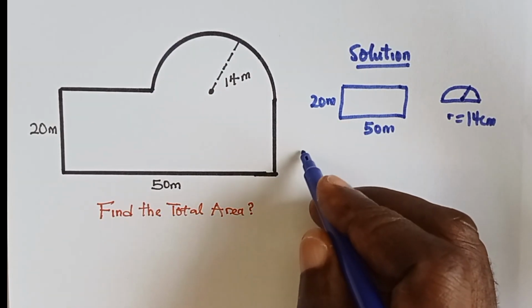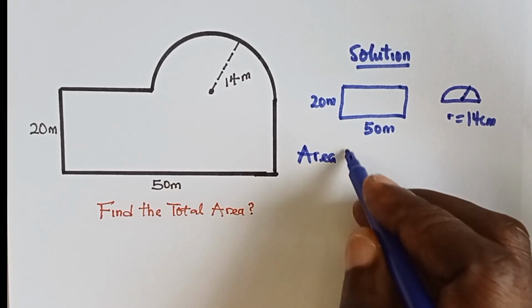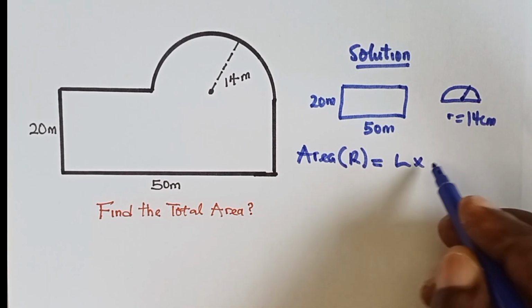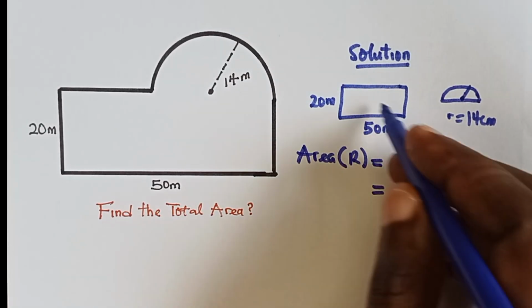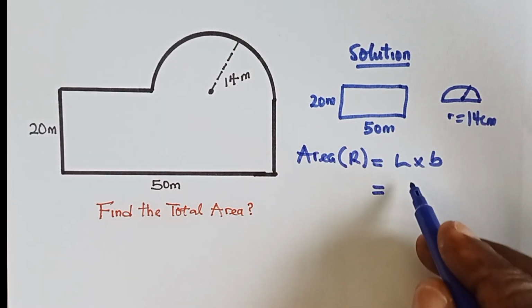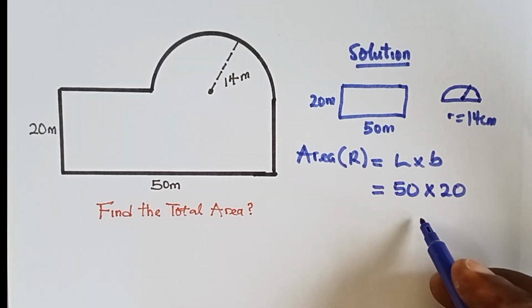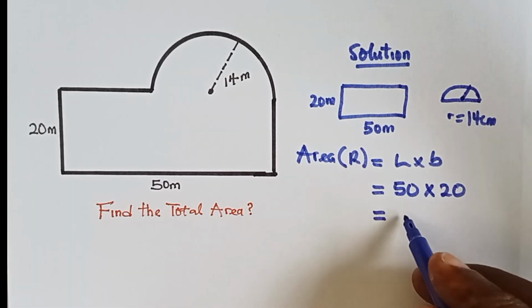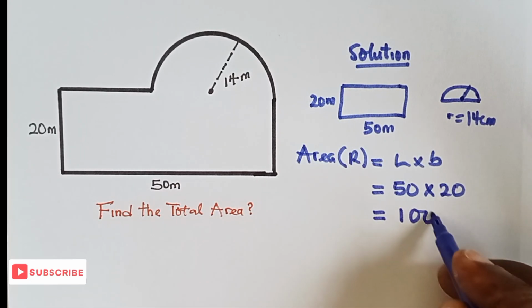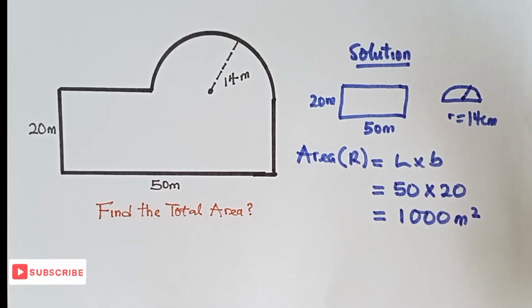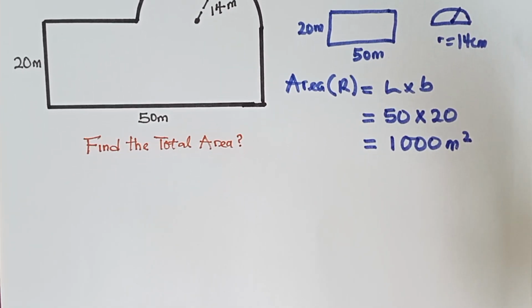Now, what's the area of a rectangle? Let's start with area of a rectangle is length times breadth. And then from the dimension we have 50 meters by 20 meters. The area of the rectangle is 1000 meters square.